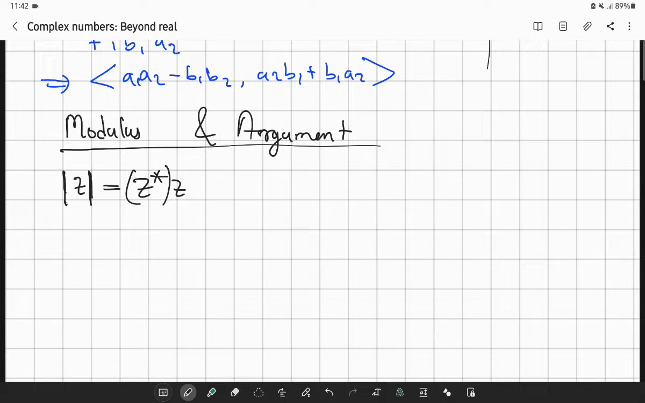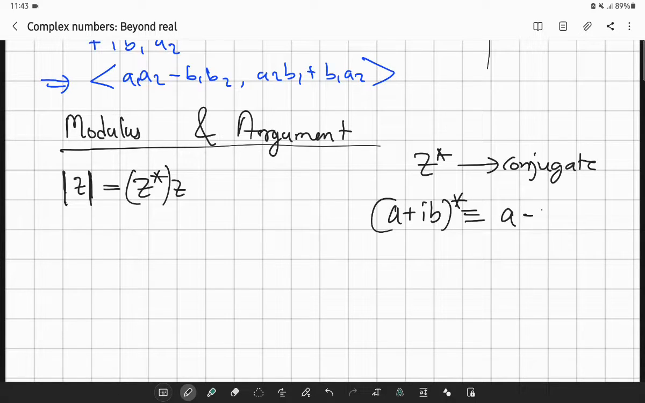Now what is z star? Z star is the conjugate, which is another operation that you don't have in real numbers. Well, how do I define a conjugate? The conjugate of a complex number a plus ib is simply a minus ib, right? So you're just changing this sign to minus, and if this was a minus ib, if I take the conjugate, I'll get a plus ib, because I'm just changing the sign.